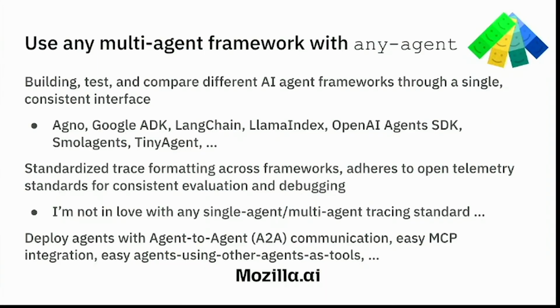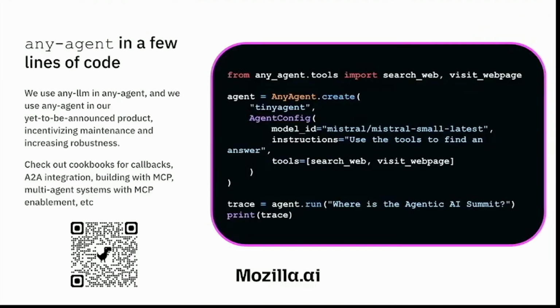So we also have A2A, MCP, and all the kind of things you would think about when you think about multi-agent systems integrated here. So again, very easy to use. Feel free to drop that QR code there. We have a bunch of cookbooks for this one that are available on the repo as well, because it's a little more complicated, right? Thinking about how you set up A2A integration or multi-agent systems with MCP enablement and so on. Yeah, this is a pretty cool project, which again, we're using internally in our products, so it's going to stay maintained.